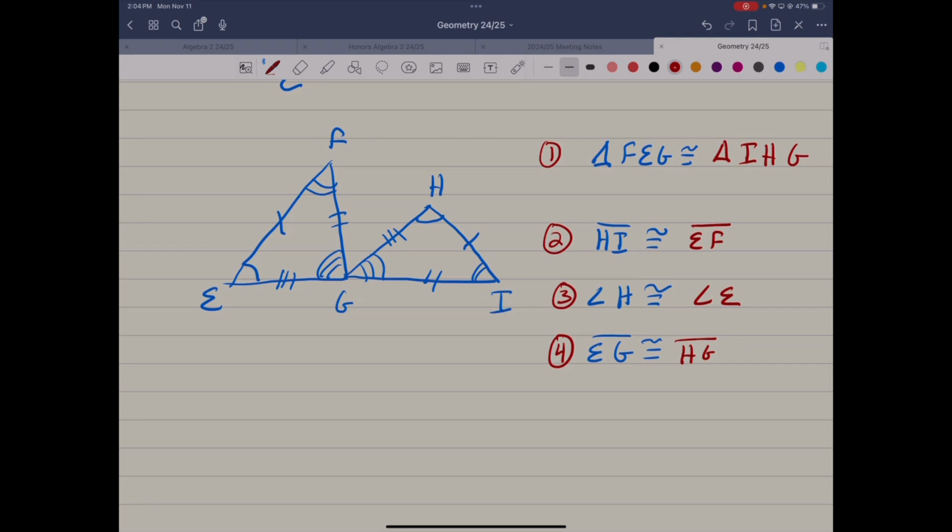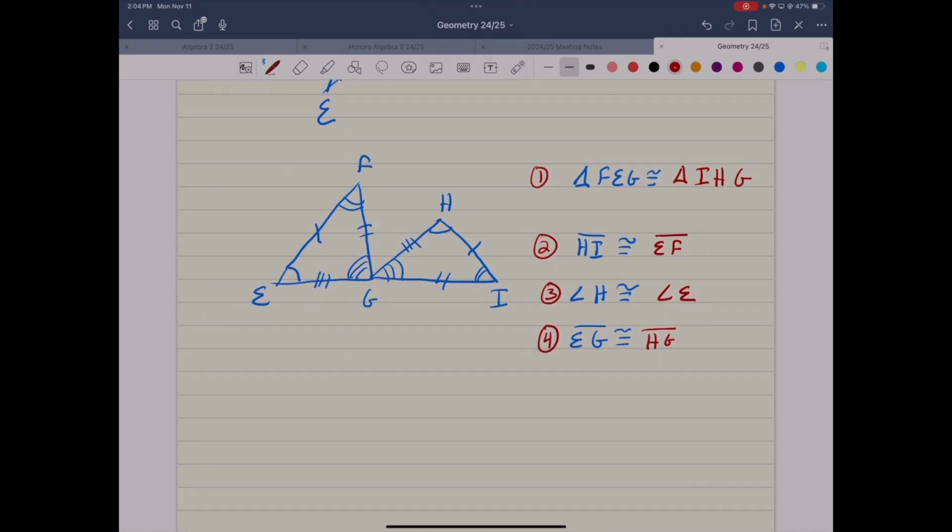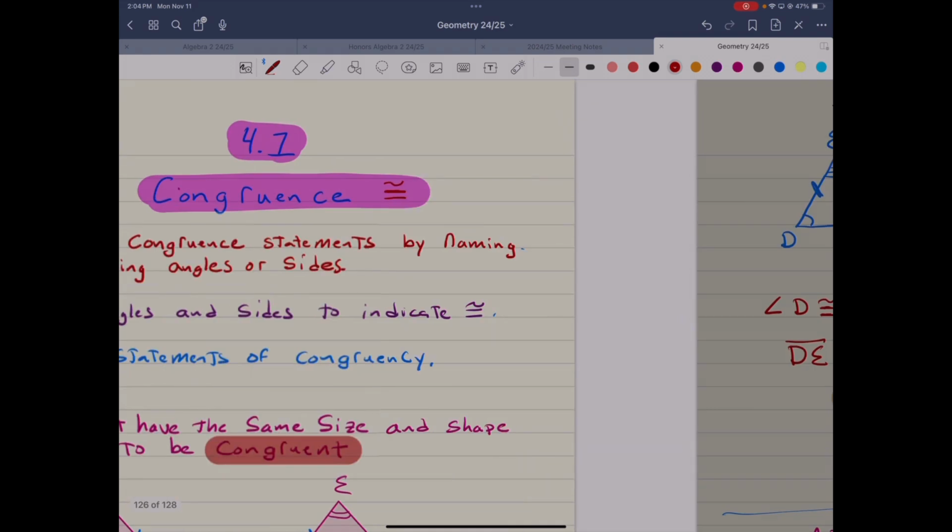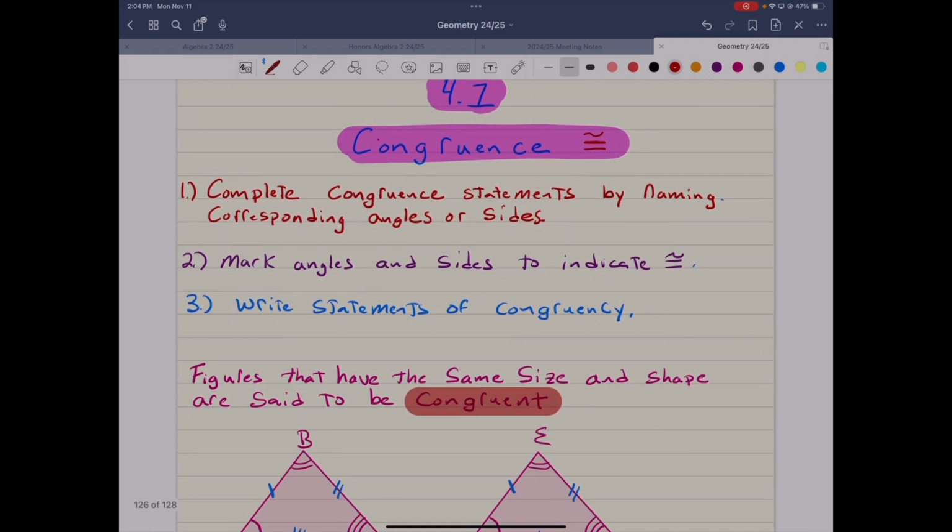Look right? Any questions with this? So that's congruency. And again, we wanted to be able to kind of do those 3 things. I think we're good to go. We can make the statements, we can mark the angles, and we can write the segments of congruency.